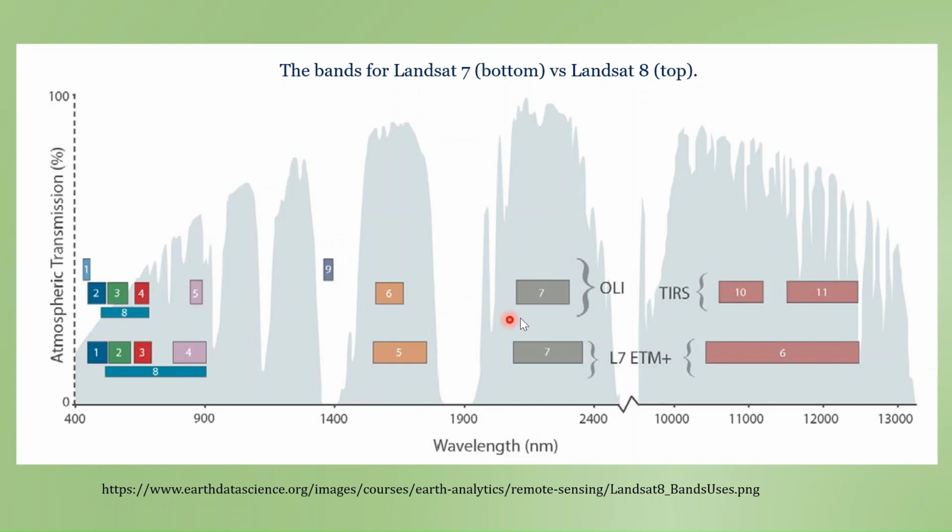Here we have two examples for two satellites. The bottom one is showing Landsat 7 and the top one is showing Landsat 8. These show the number of sensors which are designed to detect wavelengths within these particular ranges. So this is representing the bandwidth. The narrower the bandwidth, the more spectral resolution we have.